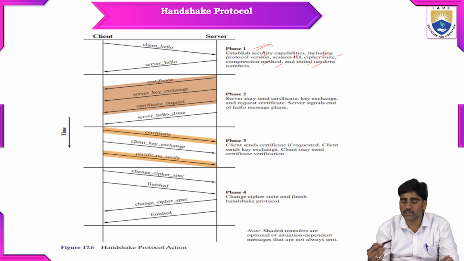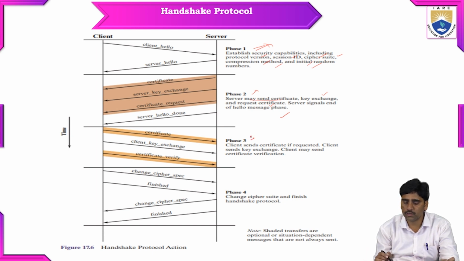The first phase is establishing security capabilities. And the second phase is that the server may send a certificate, key exchange, and request a certificate. The server signals the end of the hello message phase. So the second phase is the certificate sending phase, the certificate exchange phase.